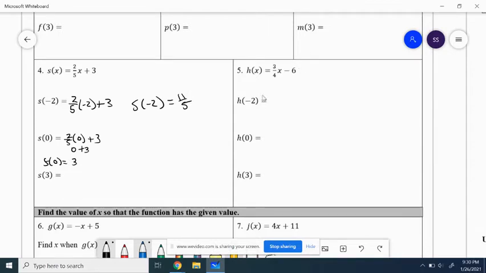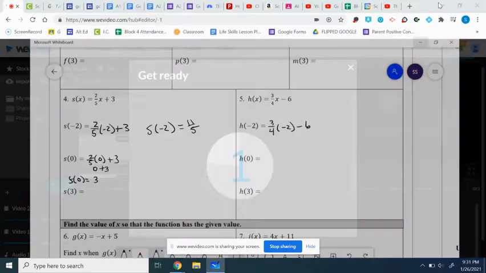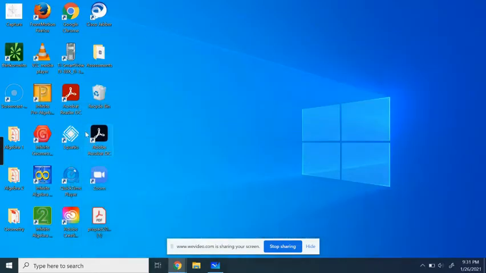Maybe I should pause this. Maybe I'll show you with my calculator, seeing how we've got a new batch of students. So I'm going to start with number 5, the first one here. The h of -2. Substitute out the x and solve. So I'm going to pull up my calculator really quick.